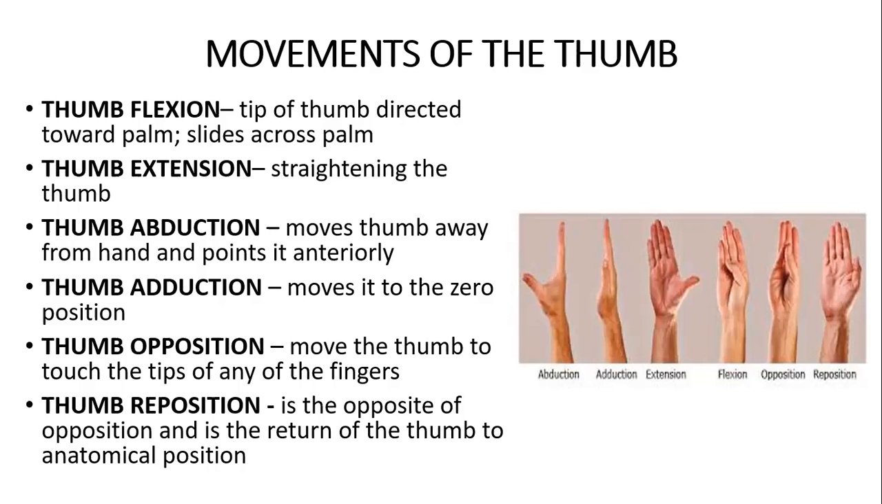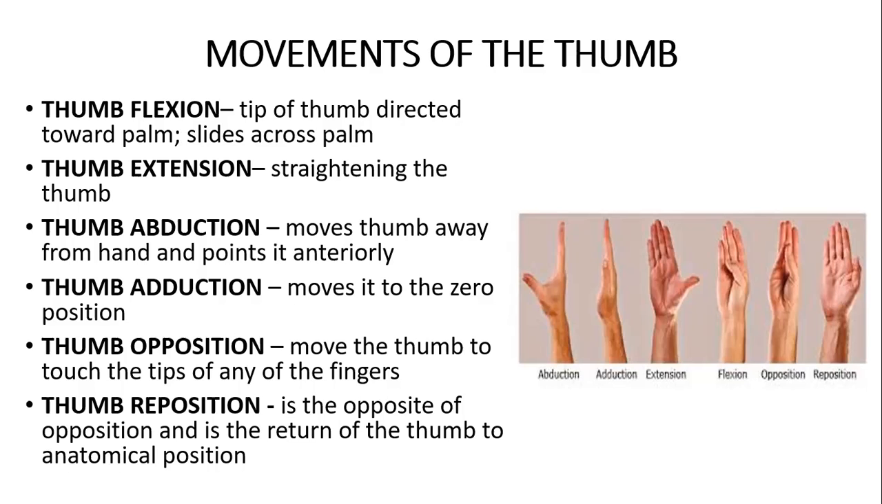Thumb flexion and thumb extension occur in the frontal plane. I had to put my hand into that position there for a second. Remember when we did shoulder flexion and elbow flexion, that was done in the sagittal plane. Like I said, the thumb is different.